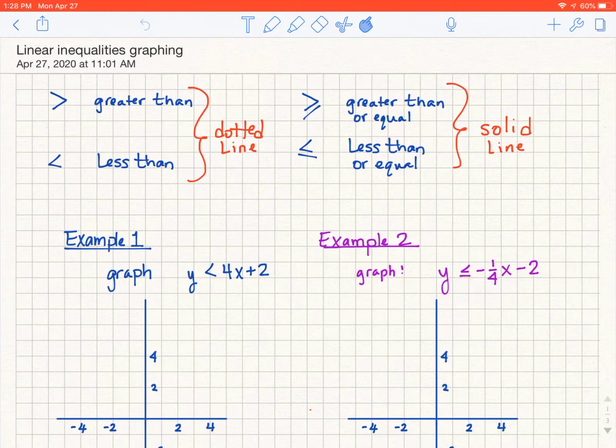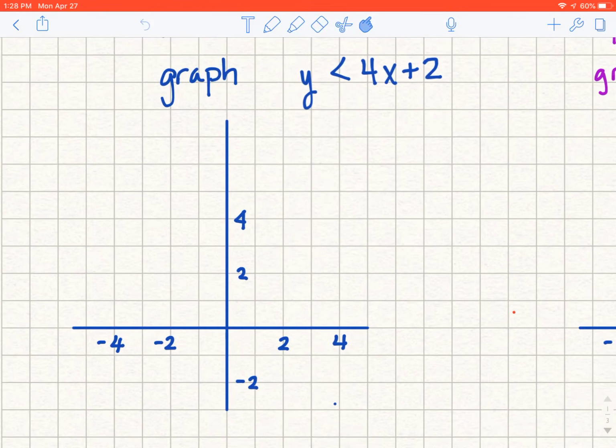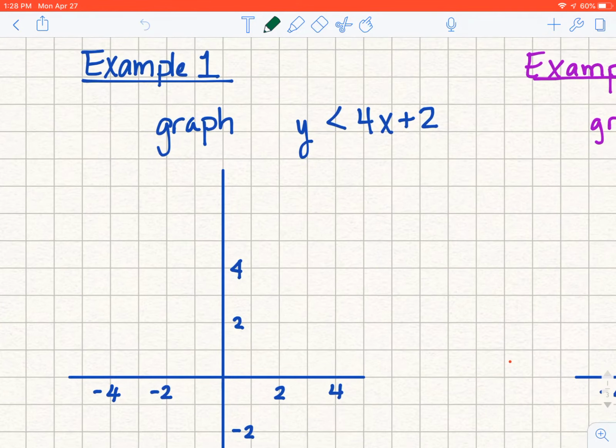So let's just review. Remember, we graph it like it's a line, as if it were equals, and then we have to shade one half. Let's see what we can remember. All right, so this one, I am going to start here. When I think of this, I think of my slope and my y-intercept. My y-intercept is 2, that's the b, and my slope is 4. I like that to be a fraction, so 4 over 1.